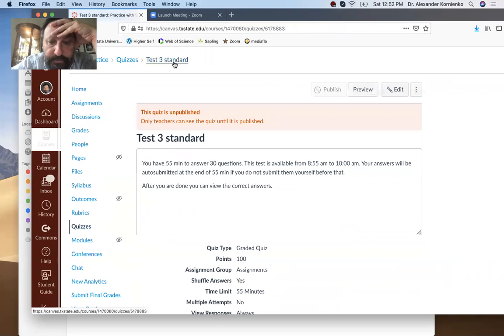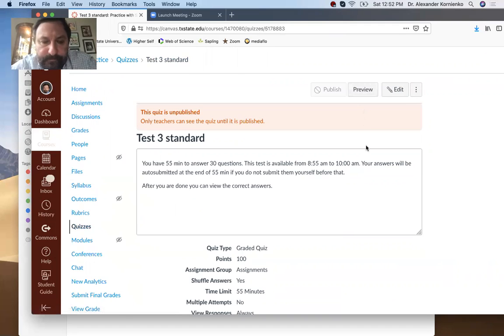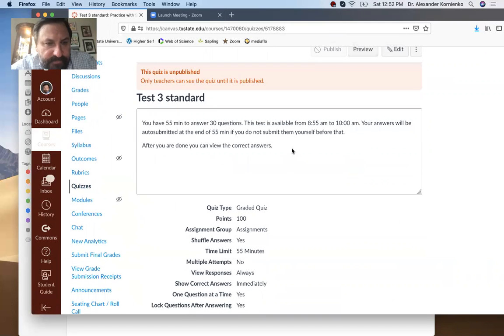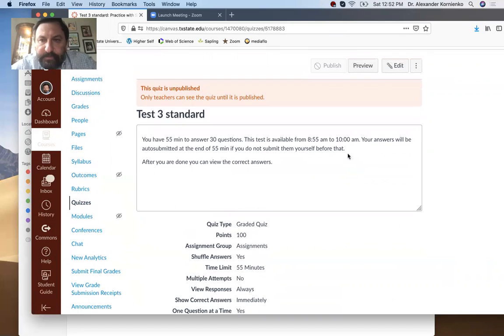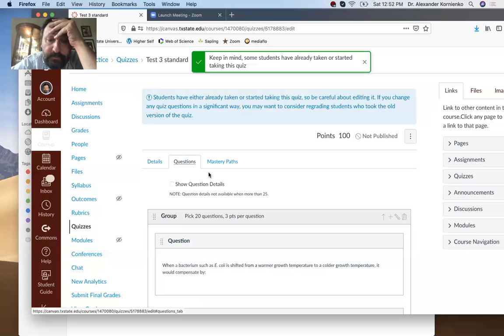Question is, how do I preview? But preview is going to give me one question at a time. Let me see. Well, you could go to edit and then turn off one question at a time, and then from edit, I can do all questions.